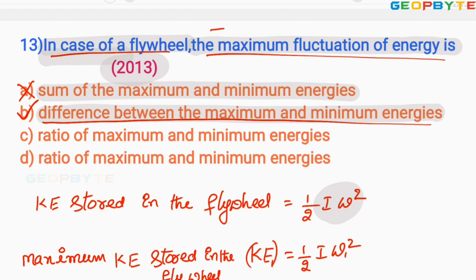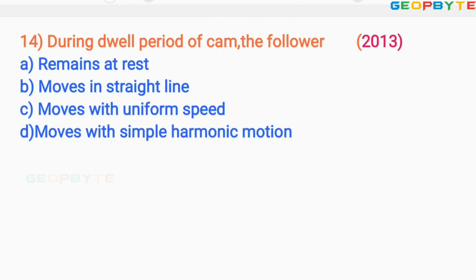This problem is also equally important. Let me mark it as a 5-star problem. These are all very important problems for any competitive exam at the diploma level. Let us go for the next problem. Look at the 14th problem asked in 2013. During the dwell period of cam, the follower is at rest. Therefore, option A is absolutely correct.